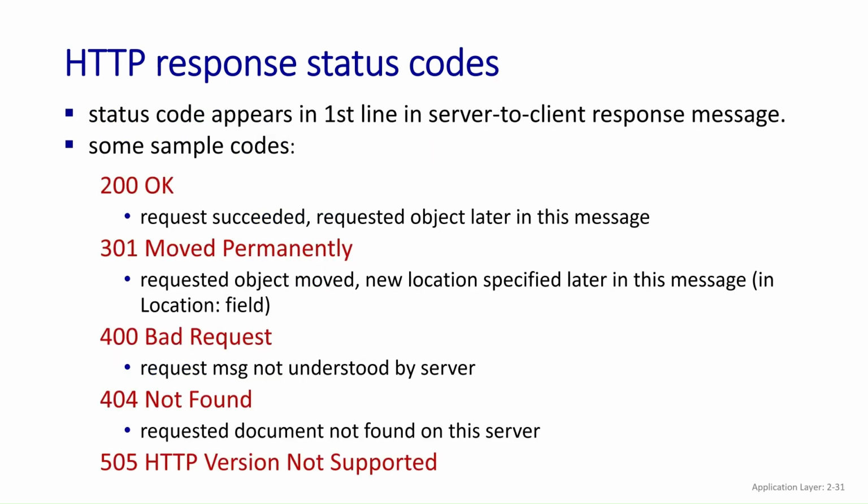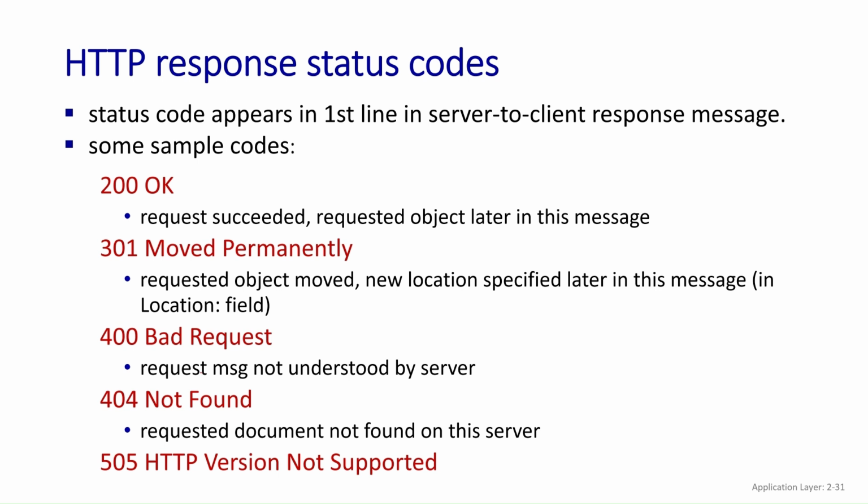Now let's talk about the HTTP response statuses. There are different statuses, right? For example, 200. Maybe you have come across these. So 200 is the code, and OK means the request succeeded. And then maybe we get this code in the HTTP response, which is 301, meaning moved permanently. I mean, the requested object has moved to a new location, right? And then maybe we see this code 400, which indicates a bad request. It means the message was not understood by the server.